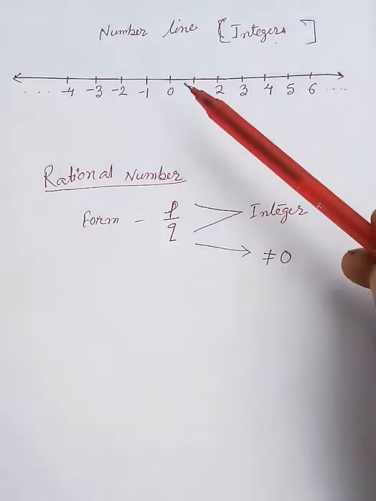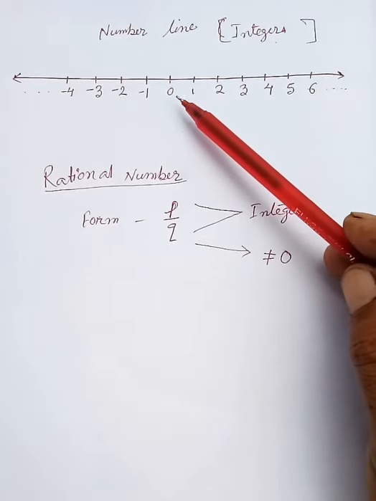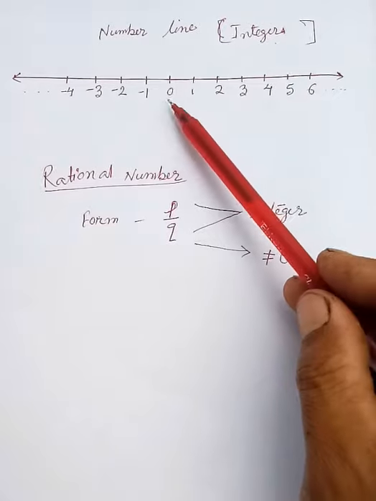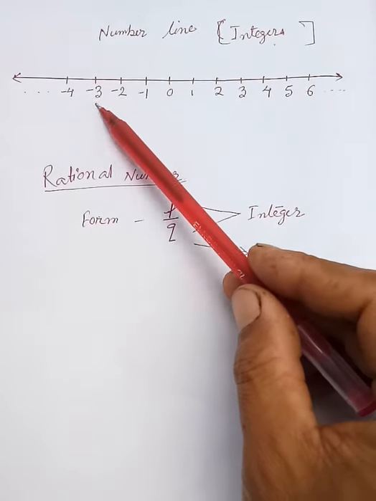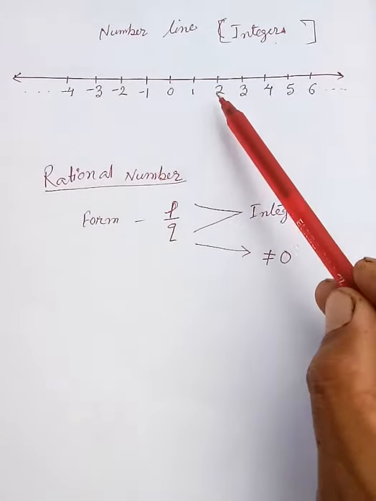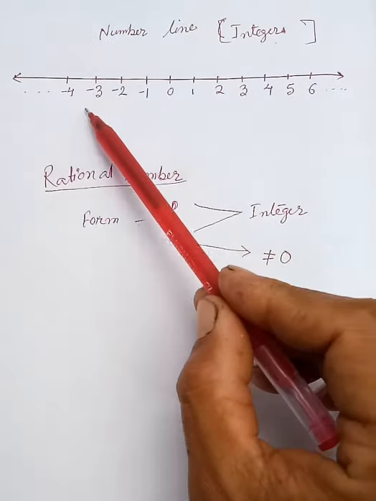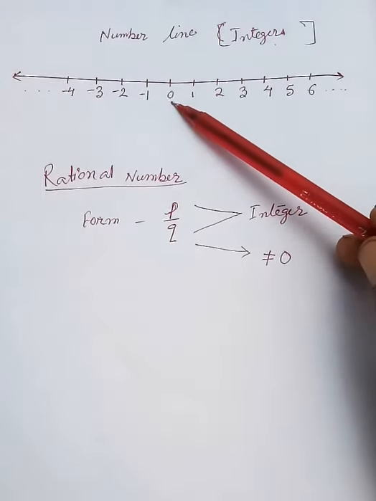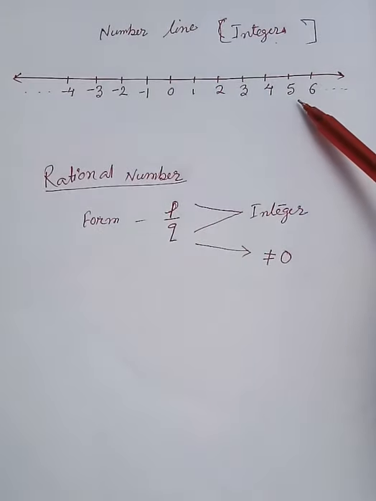And in this number line, some numbers are shown here, 0, 1, 2, 3, 4, 5, 6 until uncountable, and 0, minus 1, minus 2, minus 3, minus 4 till uncountable. These are called integers. These negative numbers, positive numbers and 0, all these are integers.